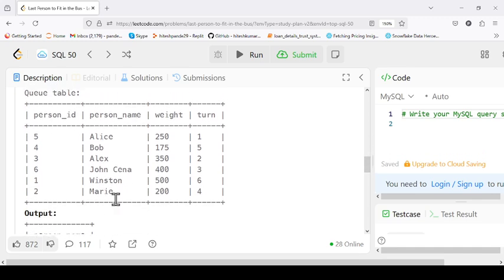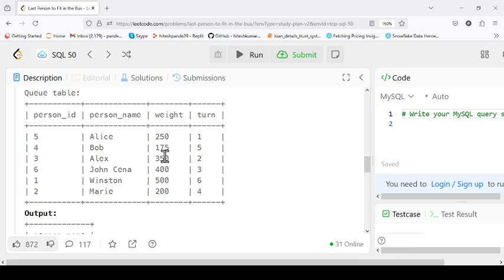So the data is given to you in a Queue table. Person ID is 5, the name is Alice, their weight is 250, and they are standing at the front of the row, turn 1. Bob, whose ID is 4, has weight 175, and their turn is 5. Alex, identified as person ID 3, has weight 350 and stands in the queue at the second turn. John Cena has weight 400, identified as 6, and his turn is 3 in the queue.